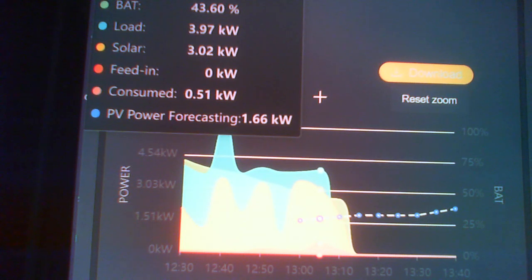Now, how much in solar's coming in? There's 3.2 coming in. So how on earth are they charging me 500, that's equivalent 500 watts right there. Like, that's not malfunction. That's straight theft. That's what that is.